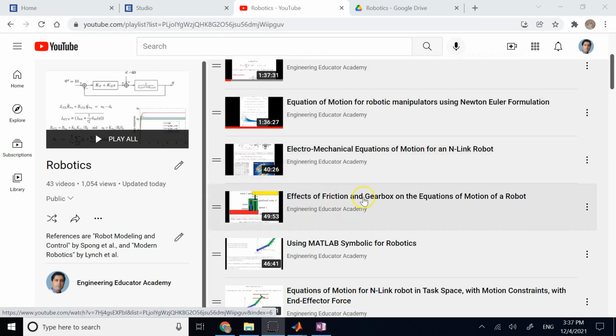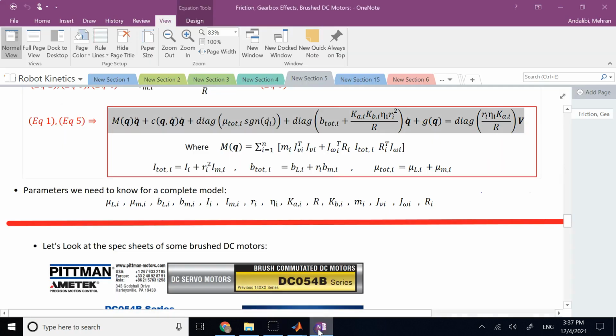Because in the previous video of that, I just explained the effect of friction and gearbox, specifically gearbox mostly, but here I also included the brush DC motor dynamics. So the end result of everything together is this.